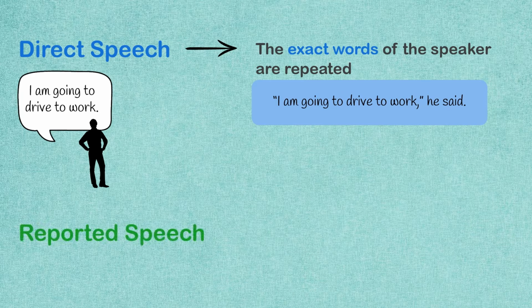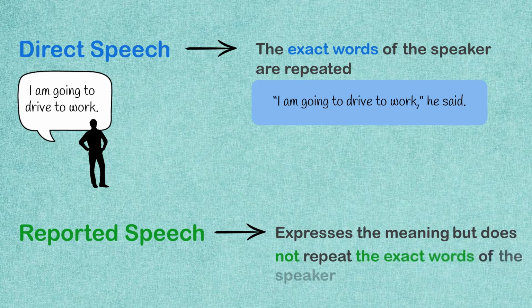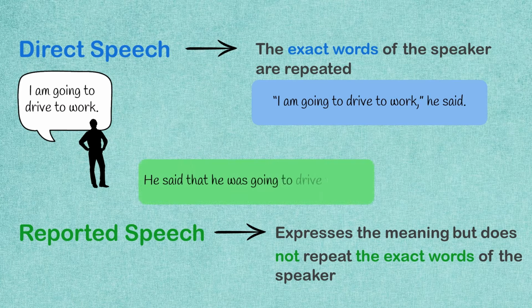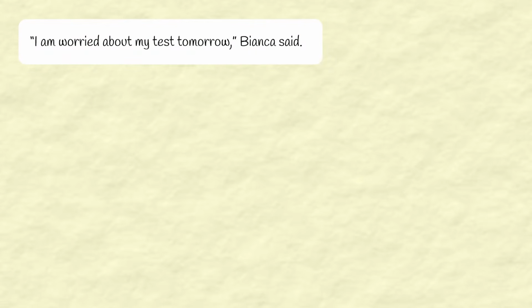Reported speech, also known as indirect speech, expresses the meaning of what was said, but does not repeat the exact words of the speaker. For example, he said that he was going to drive to work. In this video, we're going to look at how we get from this to this. We're going to use this direct speech to create a reported speech sentence.